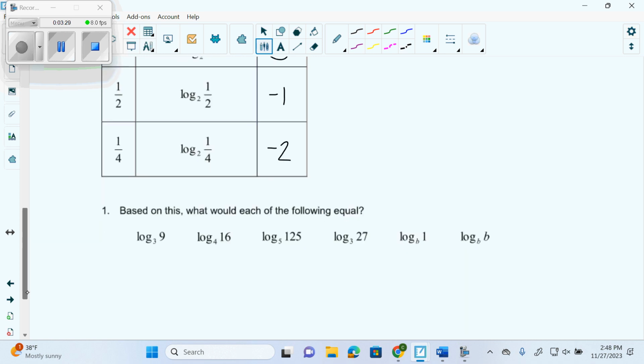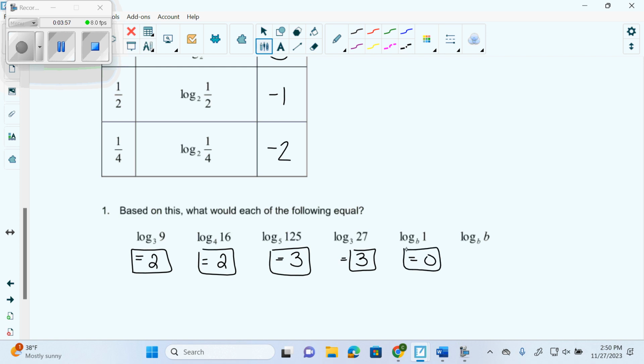Now with that knowledge, answer these. So we'll do the first one together. Log base 3 of 9. So that's 3 to what power is 9? 2. Done. You do the rest. Go. So 4 to what power is 16? 2. 5 to what power is 125? 3. 3 to what power is 27? 3. B to what power is 1? 0. And B to what power is B? 1.